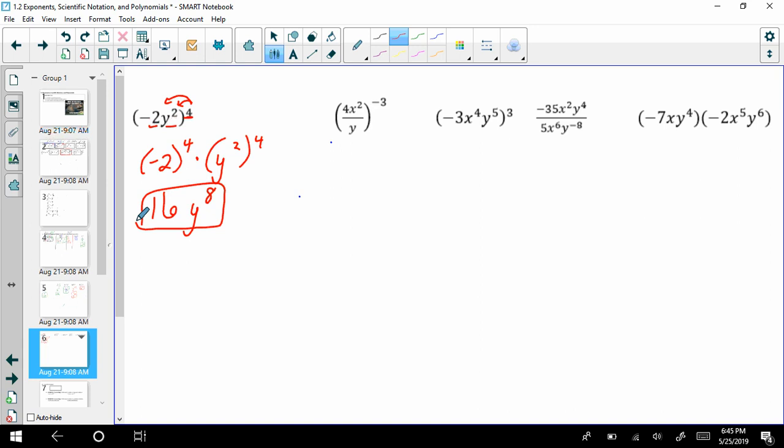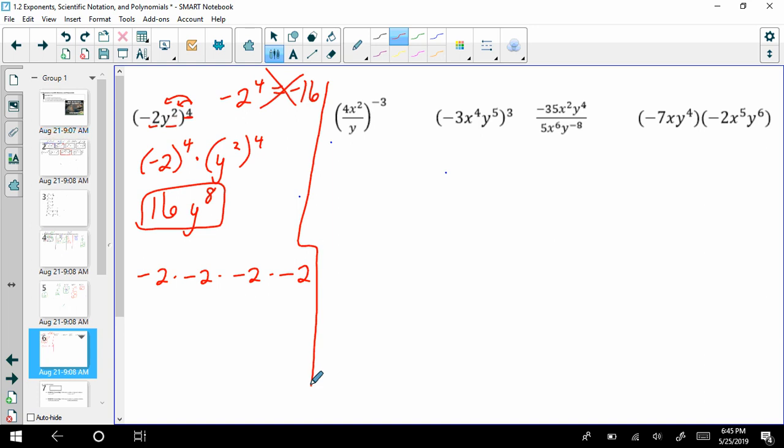16y to the 8th. If you're typing this in your calculator without the parentheses, chances are good it will say negative 16. That is wrong, because literally what it means is this. So we need to tell it to include the negative. An even number of negatives should come out with a positive answer.